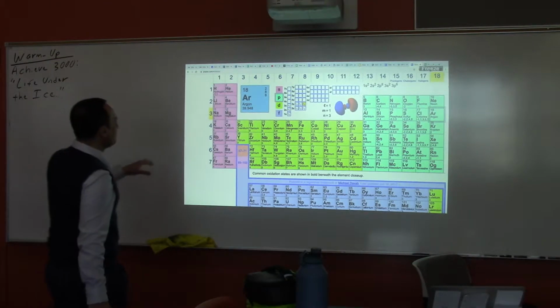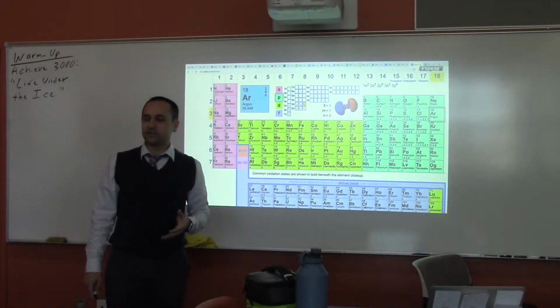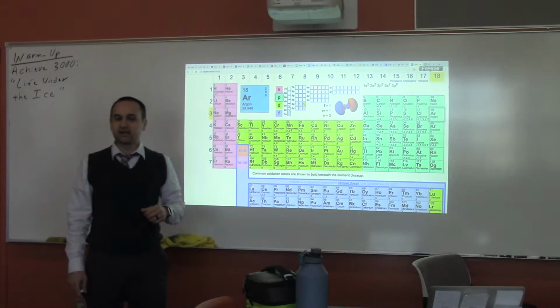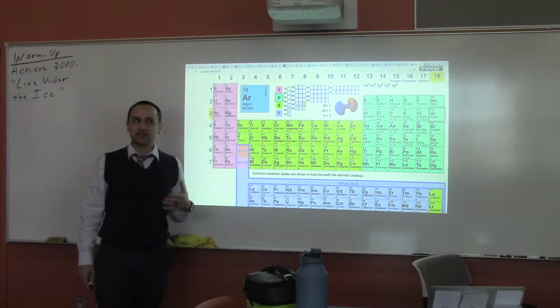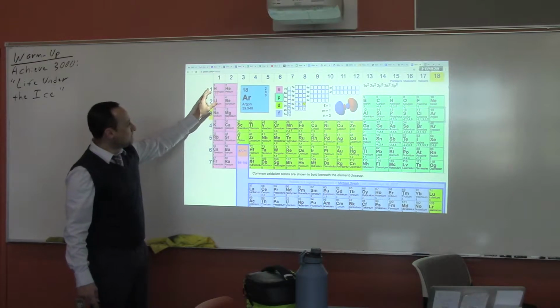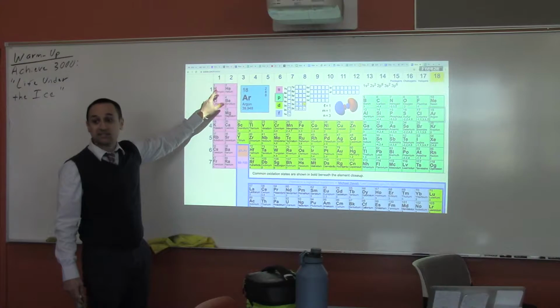Okay, so again, today we're learning about electron configurations, and in order to understand electron configurations, we need to know a little bit about the periodic table, and we need to be familiar with the periodic table as a means of organizing elements. And so the first organizing principle of the periodic table is atomic number.